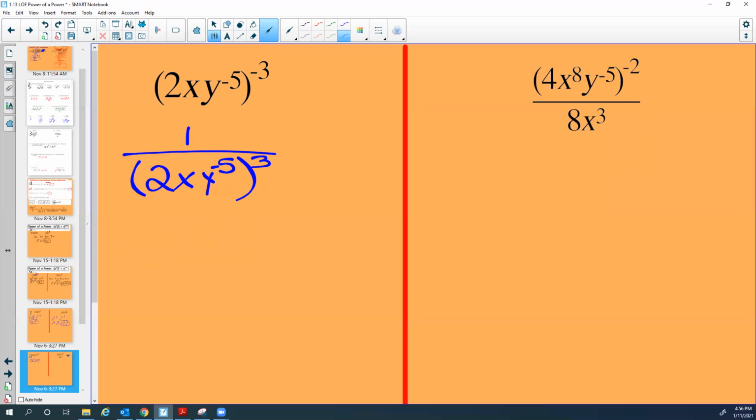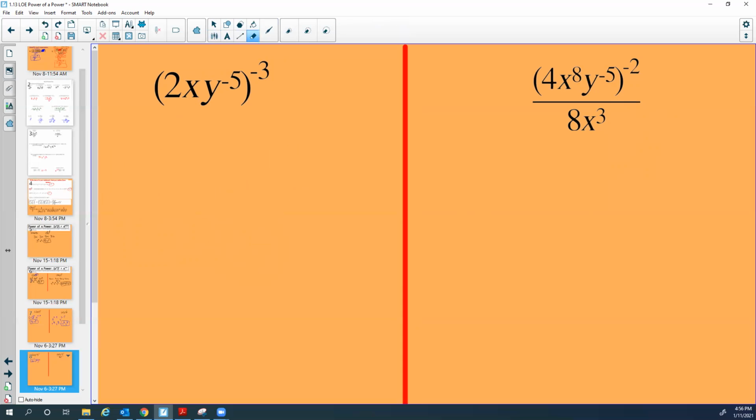You know what, guys? Actually, we're going to do this a little bit differently instead. Instead of moving everything first, let's just multiply this out. I think that'll make this actually a lot easier than if we moved our negative exponents. Okay? So 2 to the negative 3, x to the 1 times negative 3, y to the negative 5 times negative 3.